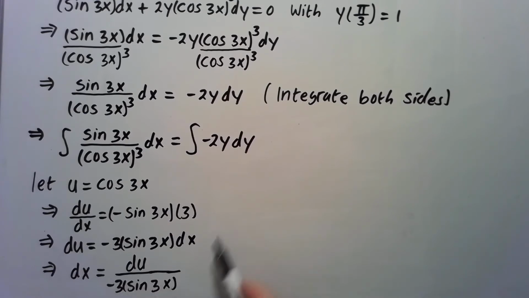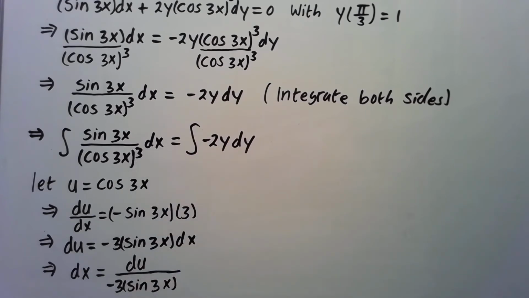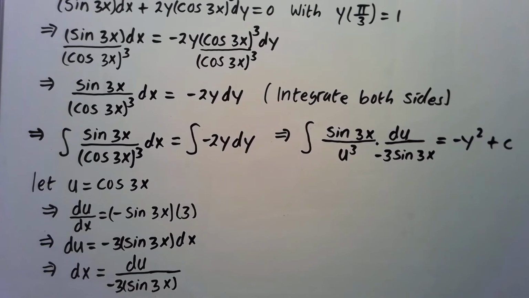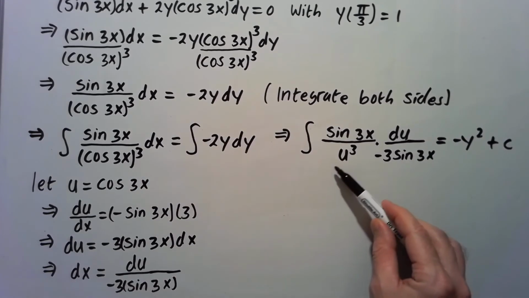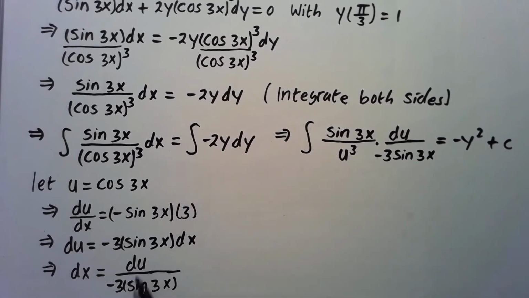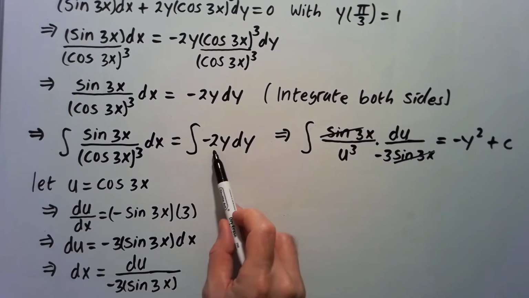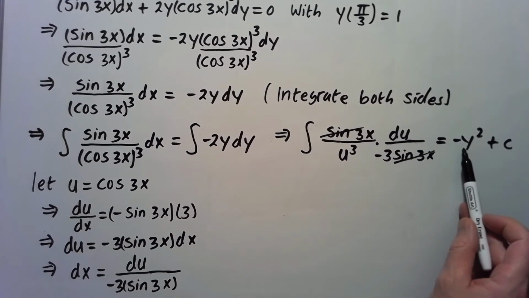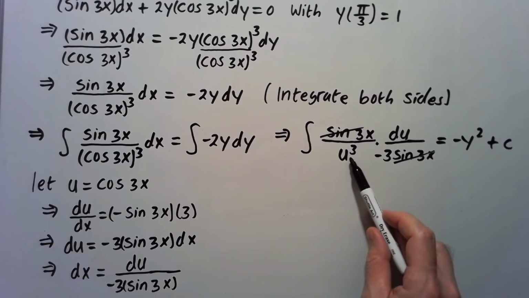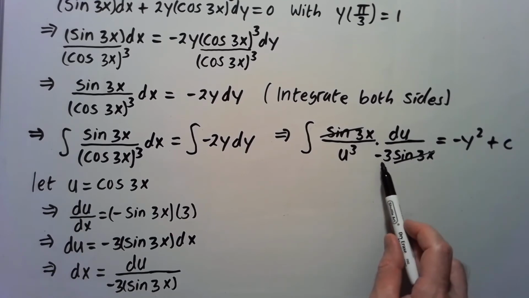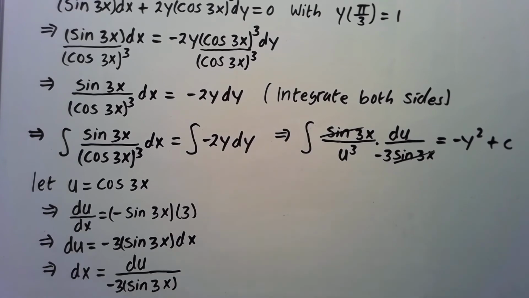So now let's make those substitutions up into this integral here. In place of cosine, we're going to write u, so it'll be u cubed. In place of dx, we're going to write this expression here. Then the sine 3x's cancel. And I integrated the negative 2y, so it'll be negative y squared, and then plus c. So let's keep going now. I can write 1 over u cubed as u to the minus 3, and I can take the negative 1/3 out in front of the integral.